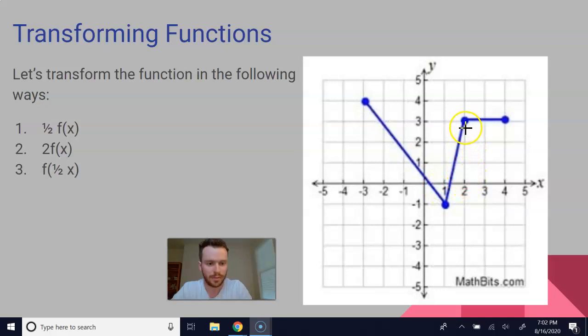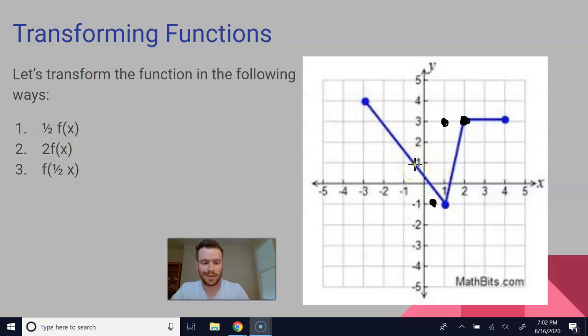And I'll plot that. I'm plotting that point right on top of that other point. Now let's transform that point that I just plotted on top of. So that point was 2, 3. I'm multiplying the x value by 1/2. So that's going to give me 1, 3. Now I'll plot that point. Point 1, negative 1. Well, 1 is the x value. 1 times 1/2 is 1/2, or 0.5. So I'm going to plot that right in between 0 and 1.